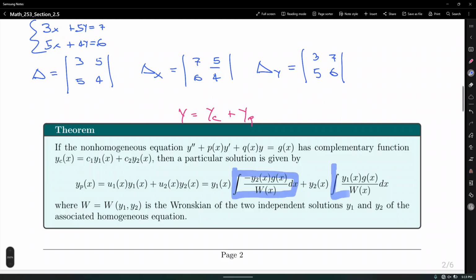All right, I'm going to box those two integrals that we're going to compute to get the particular solution. All we need is to identify y1 and y2, which we will get by solving the corresponding homogeneous differential equation. In both cases, the numerator of the integrands includes the input function. And in both cases, we divide by the Wronskian, which you guys know how to calculate, right? Okay, so let's have a look at the first example.